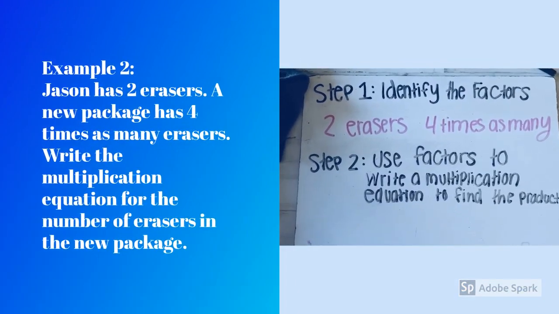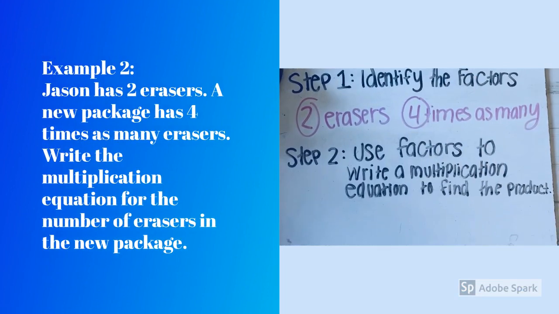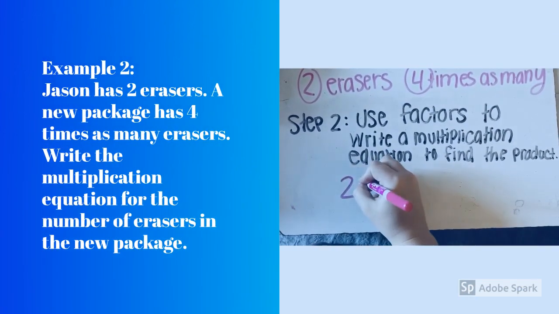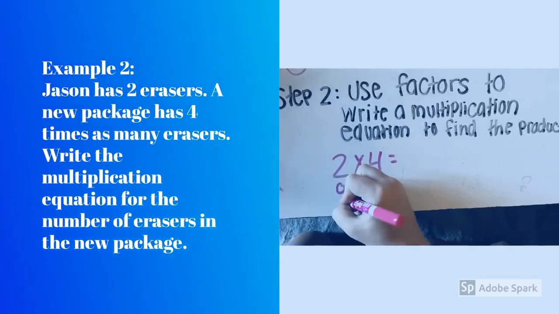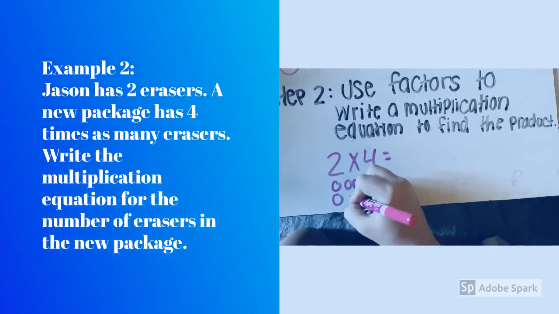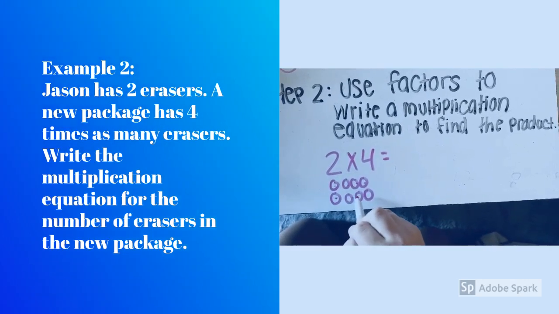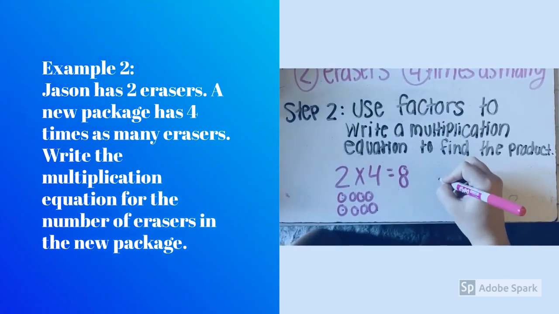Go ahead and pause it to read the question. The first thing I'm going to do is identify the factors. I have 2 erasers and 4 times as many. That means 2 and 4 are my factors. Now I'm writing a multiplication equation because I see the times, so I know that it's multiplication. 2 times 4 equals 8, which means that there are 8 erasers in the new package.